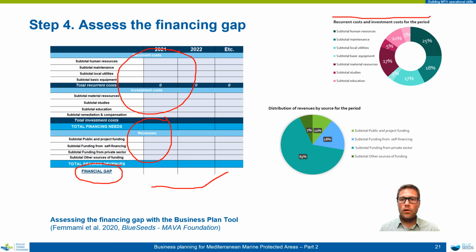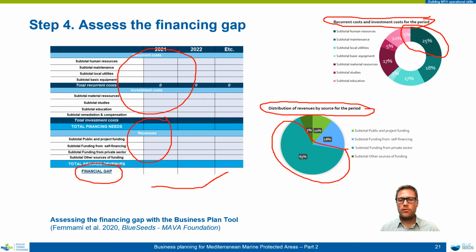What the business plan tool also provides is the proportion of the different costs for the period considered. So you might discover that, well, human resources are the biggest cost in your budget. And finally, what the business plan tool provides is the proportion of revenues per source. So you might discover that the funding from the private sector represents the biggest part of your income. And so knowing these different proportions is important to understand how your financial planning needs to be adjusted in the future.